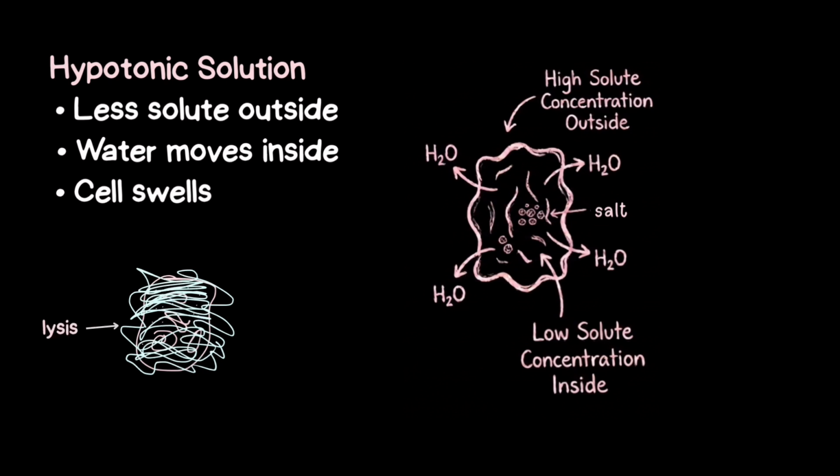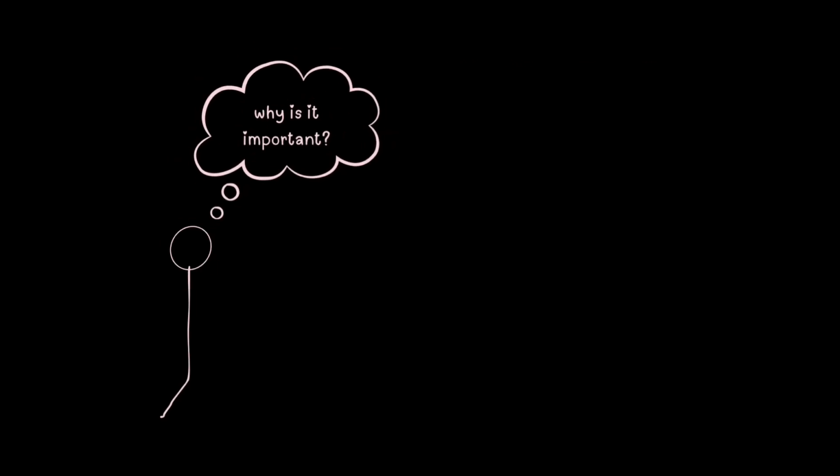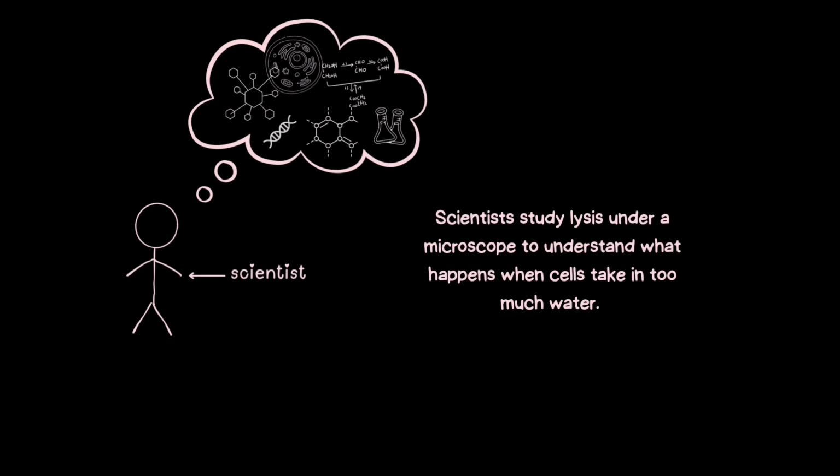This is called lysis, which means the cell breaks open because it has taken in too much water. When a cell bursts, it is usually damaged beyond repair and dies because its contents leak out. Why is this important? Scientists study lysis under a microscope to understand what happens when cells take in too much water. This helps doctors make sure medical fluids and treatments are balanced so cells stay healthy and do not get damaged. Without this knowledge, cells could become harmed by taking in too much water.